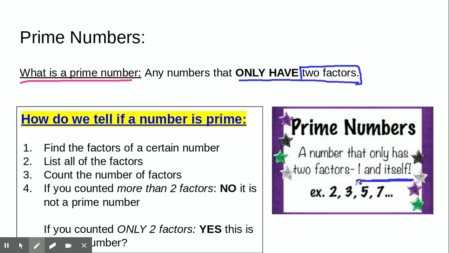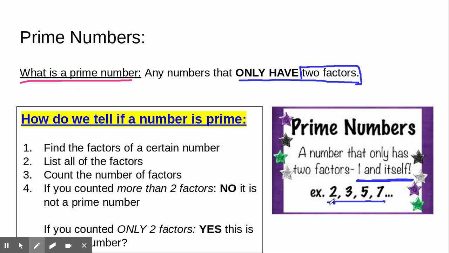So for example, 2 is a prime number. Its only 2 factors are 1 and 2. 3 is also a prime number. Its only 2 factors are 1 and 3. And same with 5 and 7. So these are 4 prime numbers.